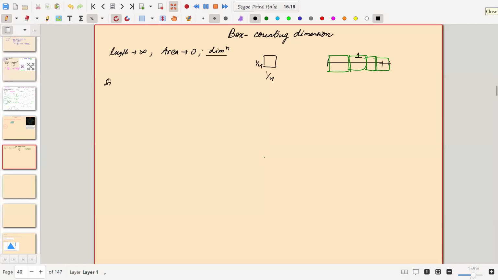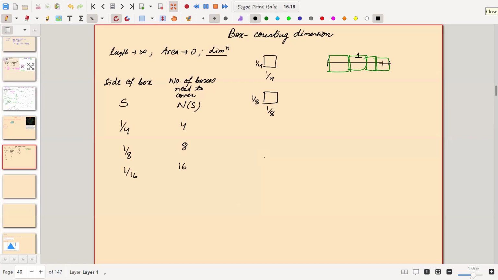Let us make a table: side of the box and number of boxes needed to cover. The side of the box we denote by S, and the number of boxes needed to cover that shape is N(S). What is the side of the box? Here 1 by 4. How many boxes did you take to cover it? 4. Suppose you take a box of length 1 by 8. How many boxes do you need to fit this one unit length? 8 boxes. Suppose you take 1 by 16 the length. How many boxes? 16.